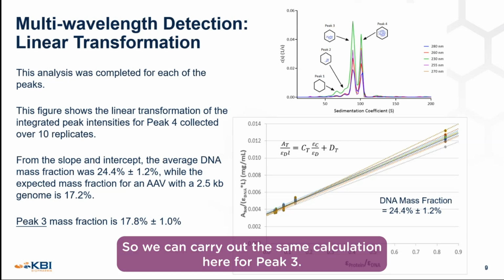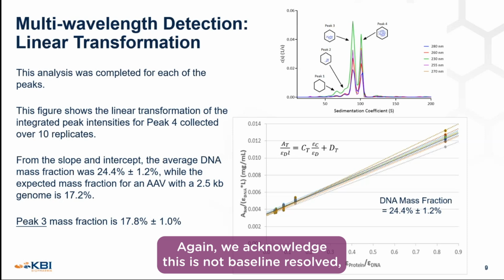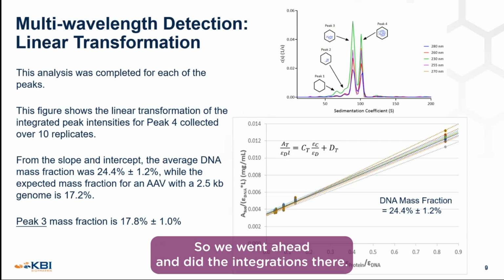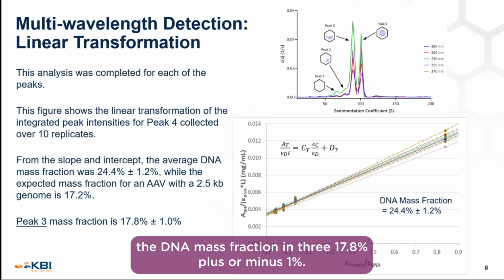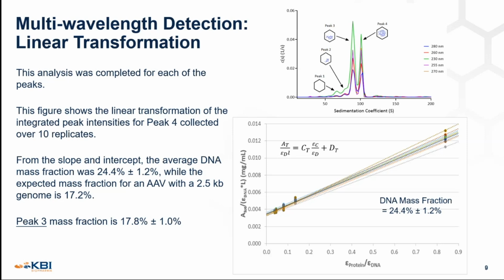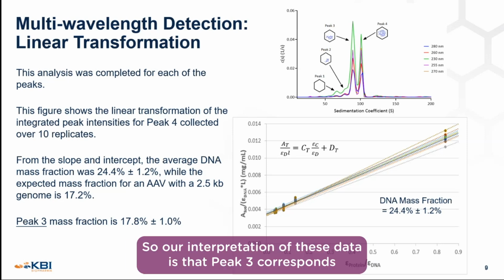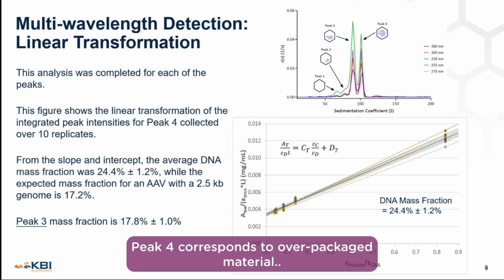So we can carry out the same calculation here for peak 3. Again, we acknowledge this is not baseline resolved, but it's pretty well resolved, so we went ahead and did the integrations there. And when we construct a similar plot, we calculate a DNA mass fraction for peak 3 of 17.8% plus or minus 1%. And that is actually in really good agreement with what we'd expect for a single genome. So our interpretation of these data is that peak 3 corresponds to a single genome packaged into the capsid. Peak 4 corresponds to overpackaged material.